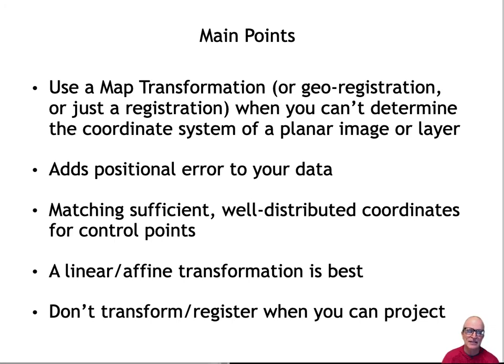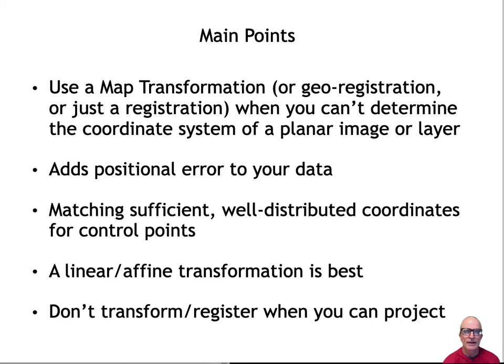There are different kinds of transformations, and the software often offers up polynomials, which by some metrics naively look like they're a better fit, but they're usually not. You're better off using a linear or an affine transformation. And you don't ever want to use this transformation process when you can do basically the same thing with a projection. If you know the input coordinates and you know the target coordinates, you don't want to use a transformation or a registration. You want to do the projection between those two known coordinate systems.